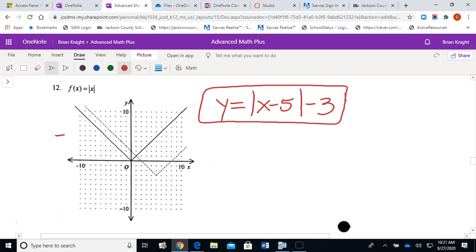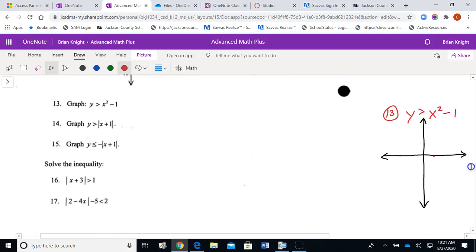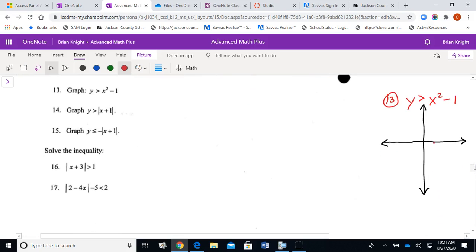Done. Okay? And again, we know it's an absolute value 2 ways. The graph is a V. And it literally says absolute value of x in the problem. All right? Very good? Moving on. 13, 14, and 15 were your graphs.